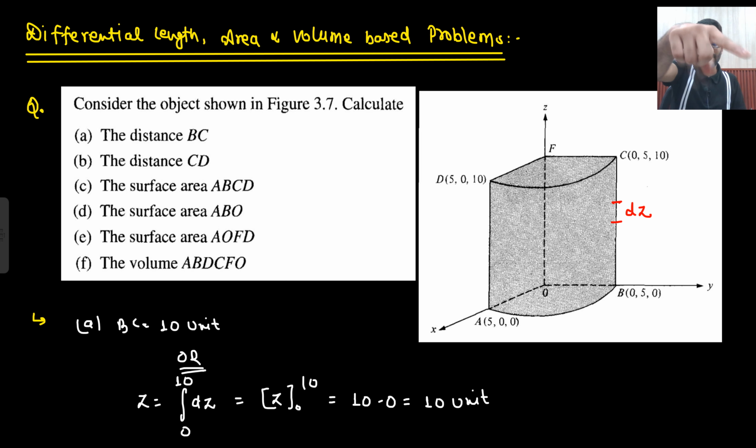Second, I need to find distance CD. CD I need to find. So this is a cylinder, right? This is 1/4 part of the cylinder. Are you understanding this point? X, Y, Z, 1/4 part of the cylinder. Only 1/4 part. Here Z is there, X is there, Y is there. So 1/4 part of the cylinder it is. So what will be your DC length or CD length? That will be 2 pi r by 4.